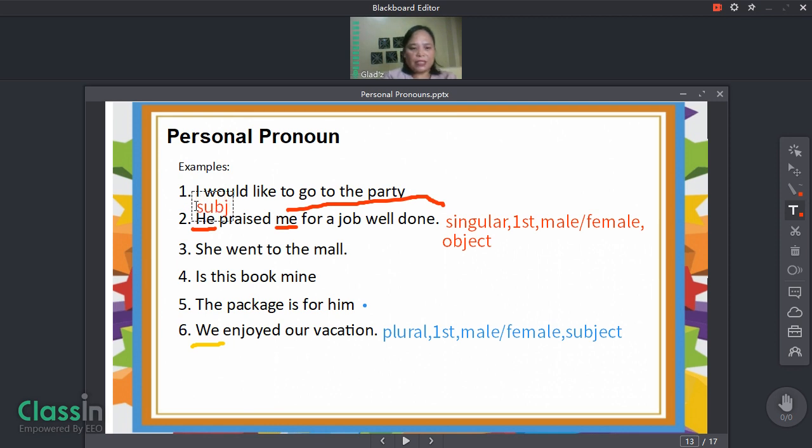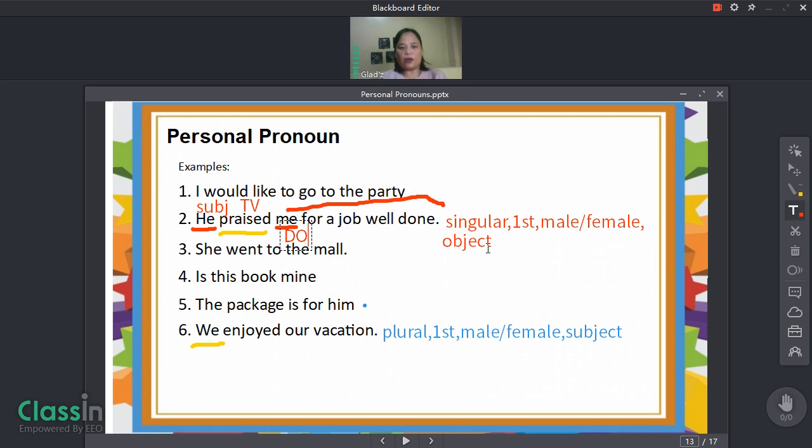He is considered as the subject. While the word praise is considered as a TV. What do you mean by TV? A transitive verb. And then a transitive verb is followed by a what? By a direct object. That's why it is used as a direct object in the sentence.